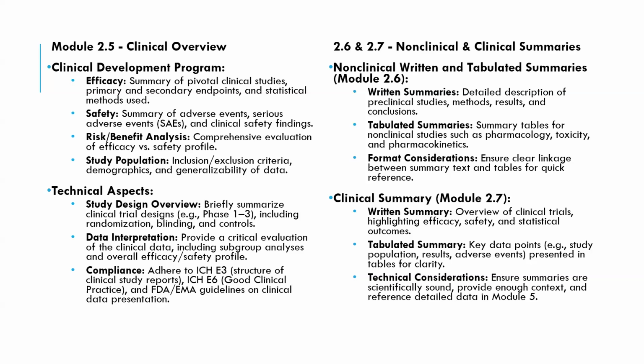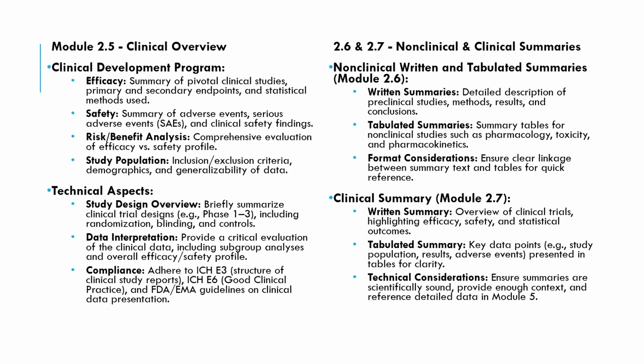And then in clinical summaries, we provide a written summary where we include overview of clinical trials, highlighting efficacy, safety, and statistical outcomes. And along with that, we also provide a tabulated summary, which will summarize key data points, for example study populations, results, adverse events presented in tables. Okay. We also ensure summaries are scientifically sound and provide enough context and reference detailed in Module 5. It shouldn't be very random summaries. It should be scientifically sound and should provide enough context to Module 5.